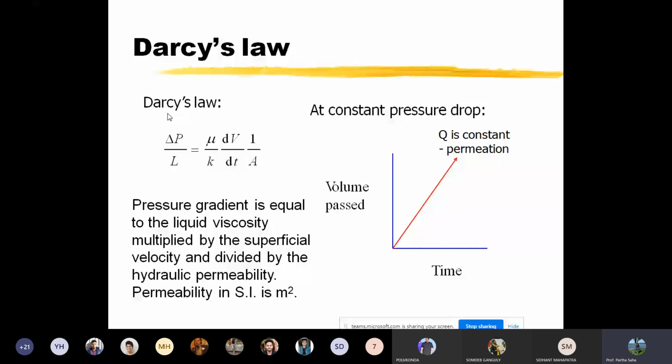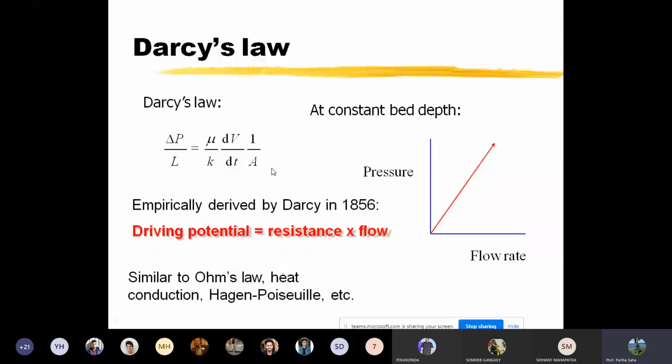So here in Darcy's law, delta P by L is the pressure gradient, that is, the pressure drop over a unit length, and dV by dt times 1 over A is the flow, and mu by k is the proportionality constant. Let's look into this more deeply. It was empirically derived by Darcy, as you can see. So delta P by L is the driving potential, because this is the liquid flux, which is proportional to the flow, dV by dt by 1 over A, and the resistance is mu by k.